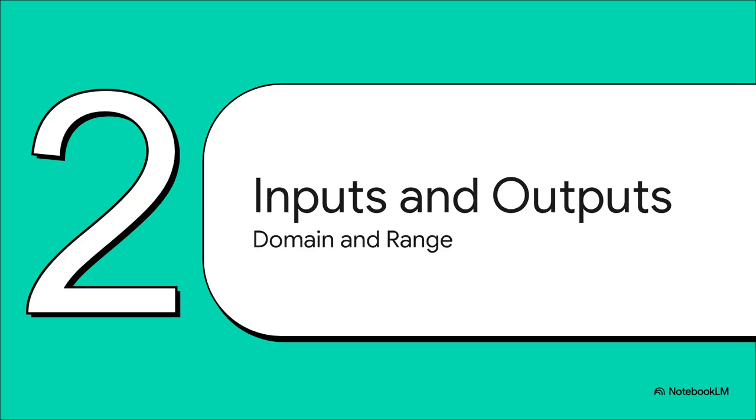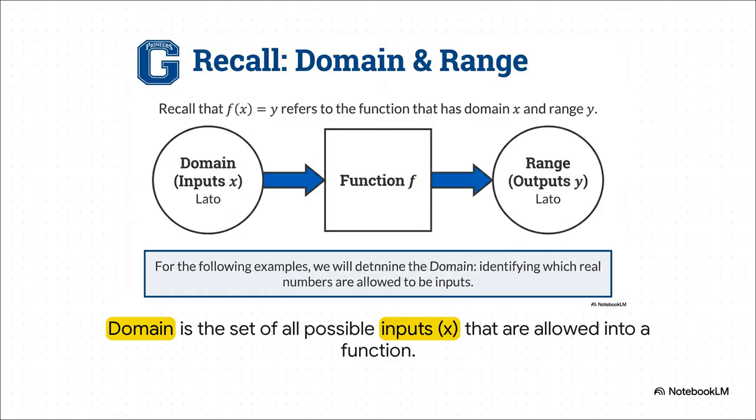Now we're going to see how our new shorthand connects to the very heart of functions, inputs and outputs. This is where we get into domain and range. You know, I like to think of a function as a machine, like a smoothie maker. The domain is all the ingredients you're allowed to put in, and the range is all the possible smoothies that could come out. And this visual just nails it.